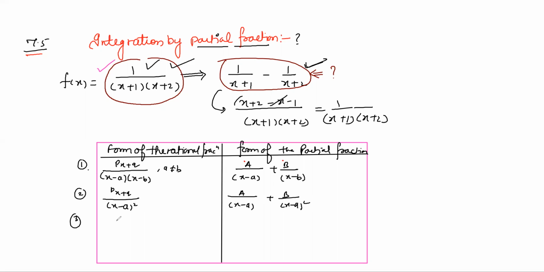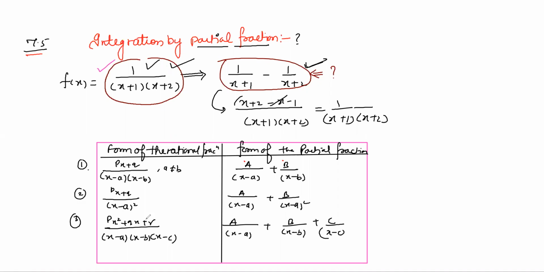Now the third. Suppose we have the form (px square plus qx plus r) upon (x minus a)(x minus b)(x minus c). So I can write it as A upon x minus a plus B upon x minus b plus C upon x minus c.